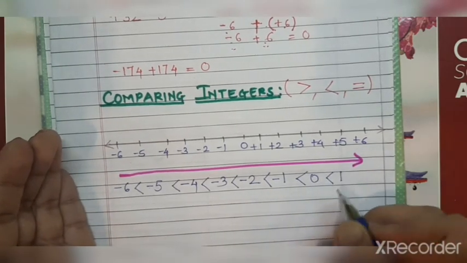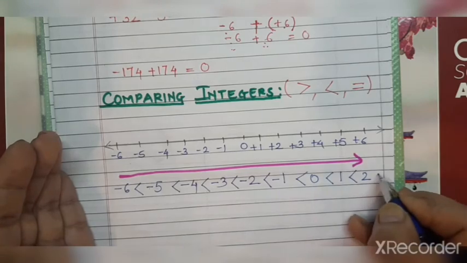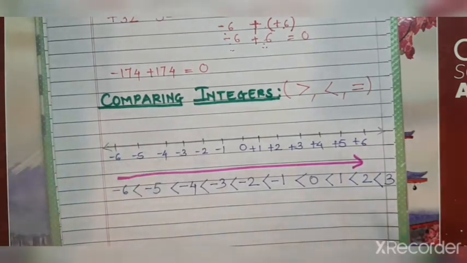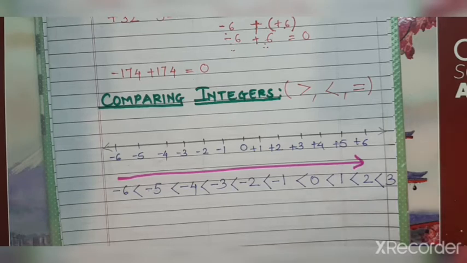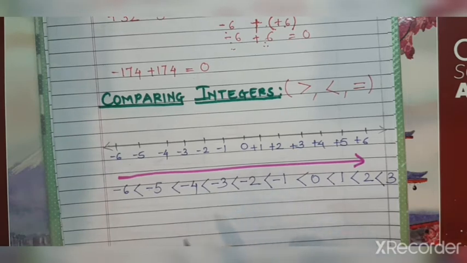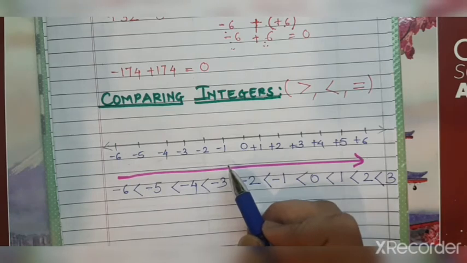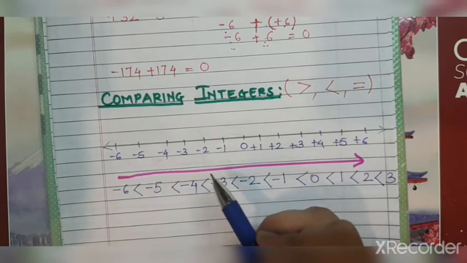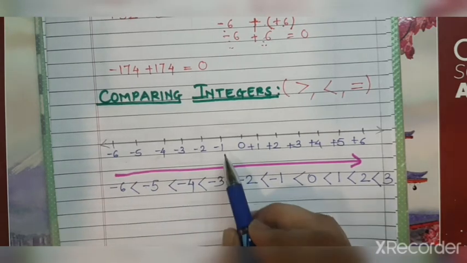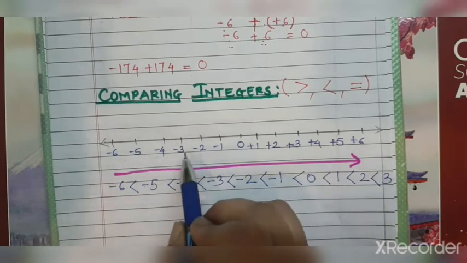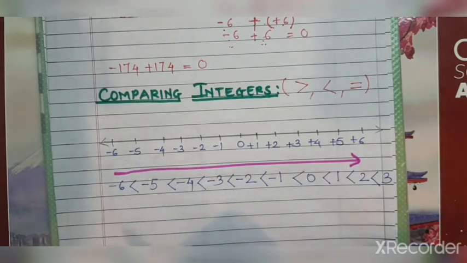0 is less than 1. 1 is less than 2. 2 is less than 3. These positive numbers are very easy to understand because from childhood we are learning that 2 is greater than 1 or 1 is greater than 0. But when it comes to negative integers, how will you remember this? Remember that in negative numbers, as you increase the number, the value decreases.